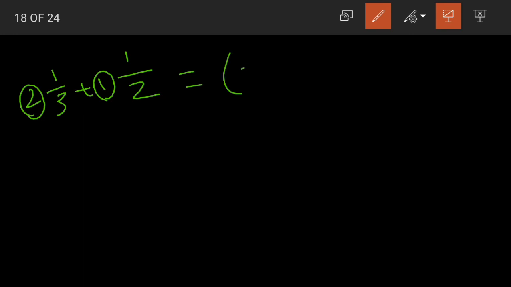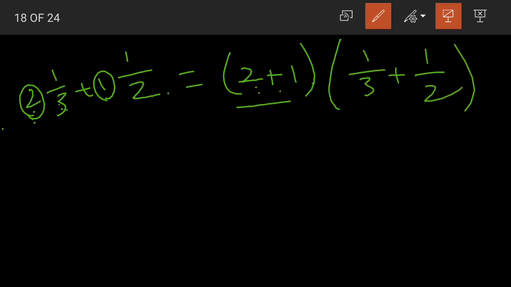The second method is, see, 2 1 by 3 plus 1 1 by 2. These are mixed numbers. In mixed numbers, 2 and 1 are our whole number parts, right? So what we can do is put a bracket over and add both the whole number parts. Put a bracket and add the whole number parts and then again open the brackets and now add the fractional parts. Add the whole number parts separately and add the fractional parts separately. 2 plus 1 becomes 3.